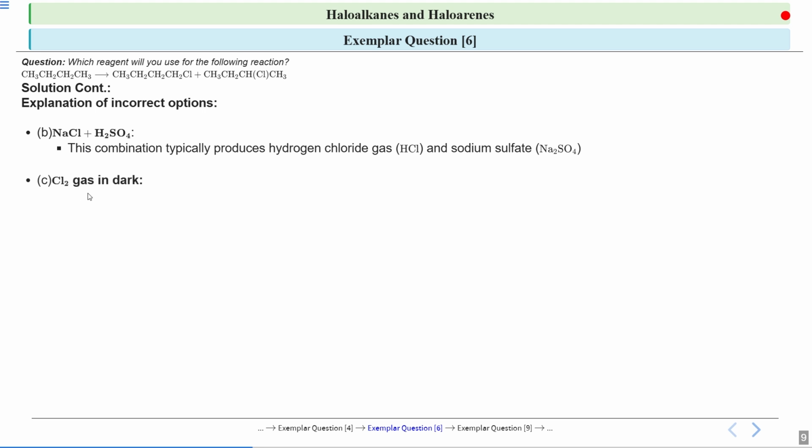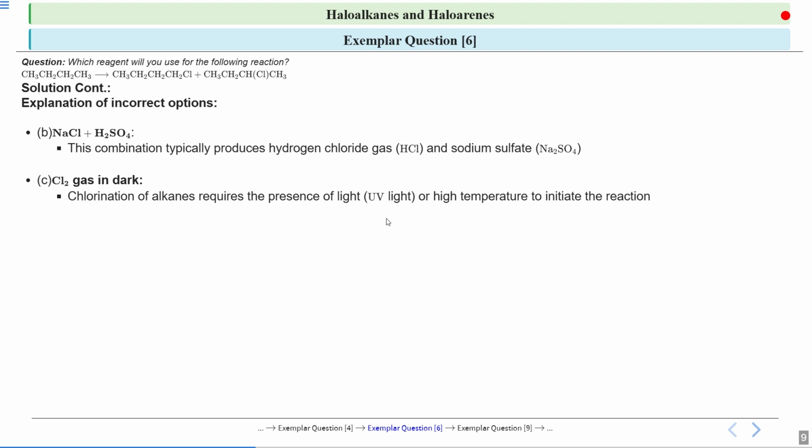Option C was chlorine gas in dark condition. So here chlorine gas is present, right? It can participate with the butane, but we didn't use this as a reagent in this conversion because, and this is very important, chlorination of alkanes requires the presence of light, that is UV light, for the activation of the chlorine molecules for the initiation of the reaction. Either the presence of light or high temperature is needed to initiate the reaction.